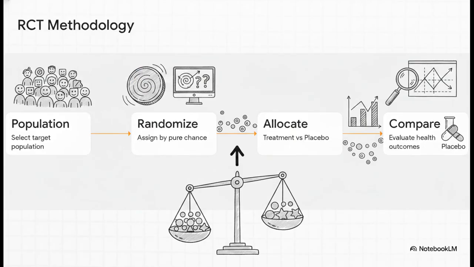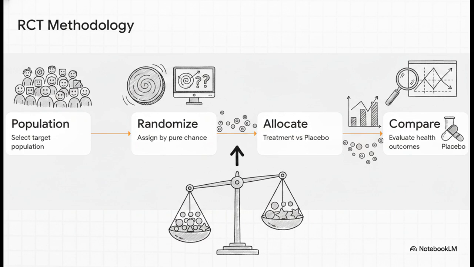Let's map out exactly how this gold standard works. Step 1 is selecting your target population. But step 2 is where the real magic happens, randomization. Using a coin toss or a computer algorithm, participants are assigned purely by random chance to step 3, which is allocation to either the active treatment group or a placebo control. Finally, step 4 is comparing the final health outcomes.